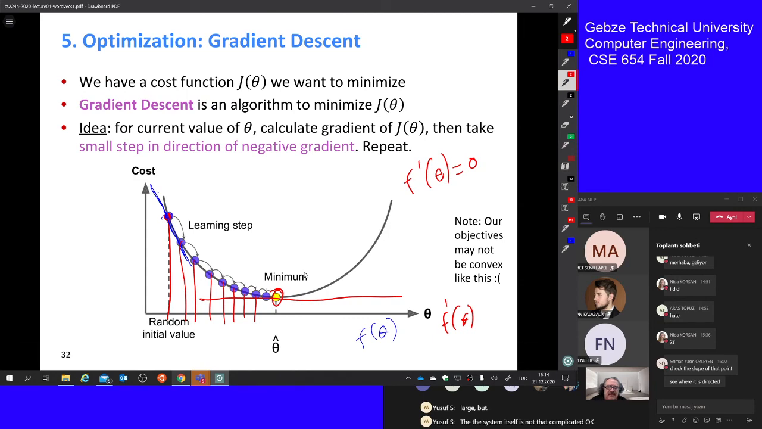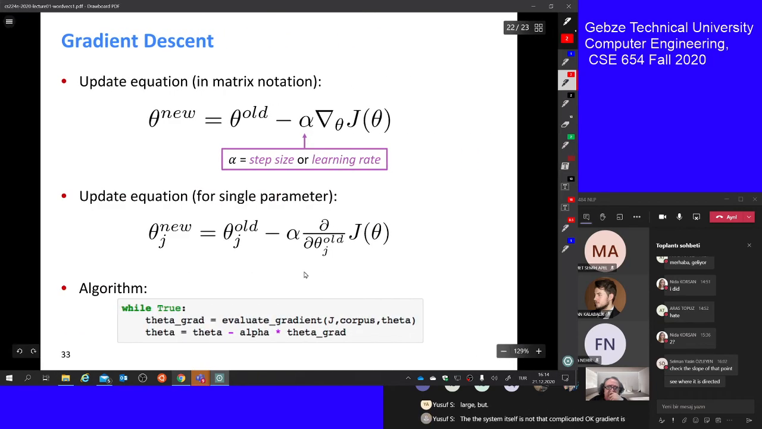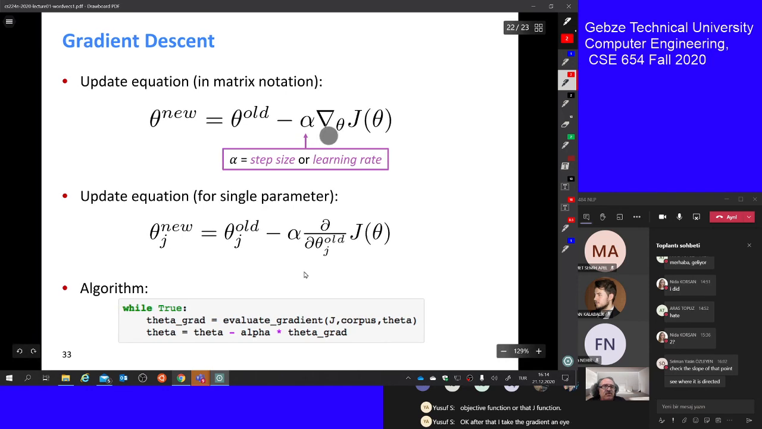Okay, the gradient descent, I already talked about it, and this is how it works. At the beginning, I assign random numbers to those 16 million parameters, and then using these parameters, I calculate my objective function, that J function. After that I take the gradient and I move my parameters.